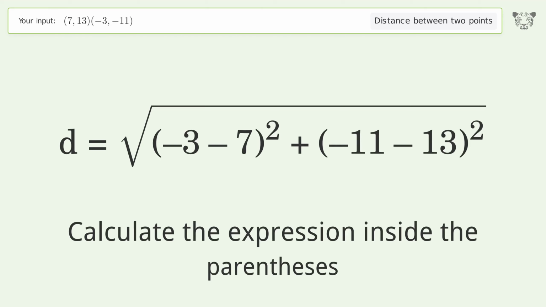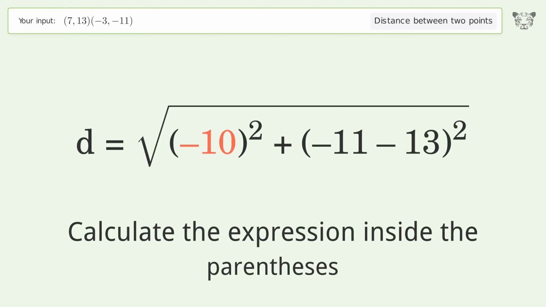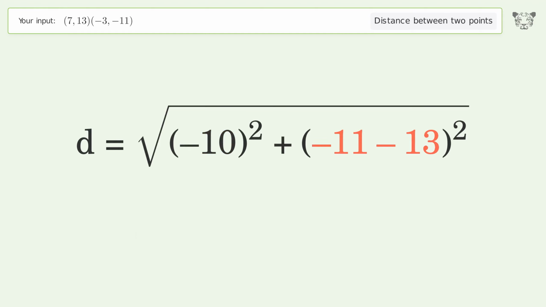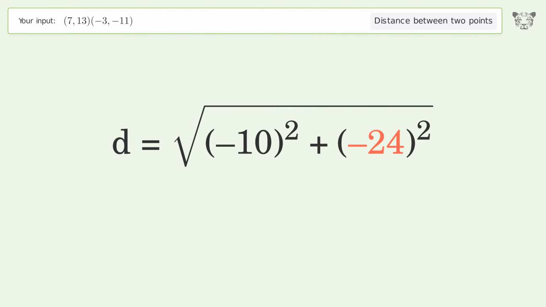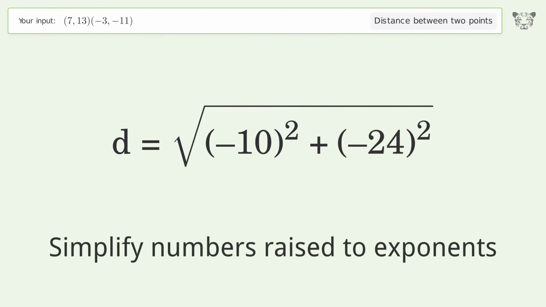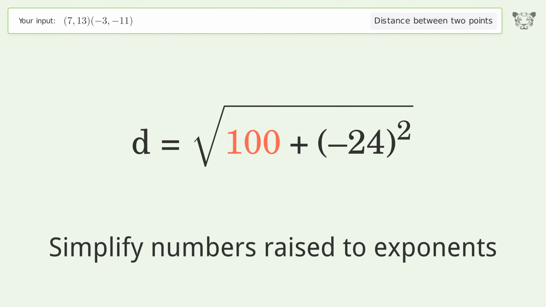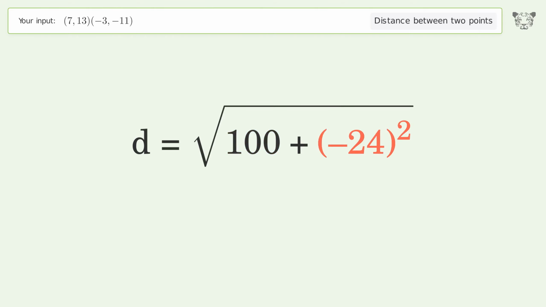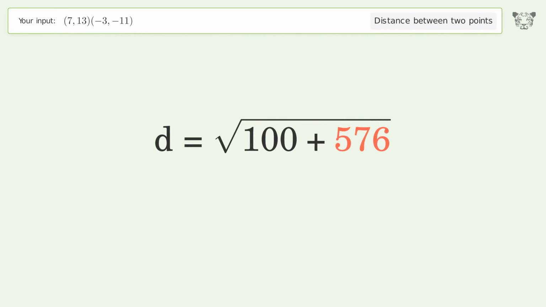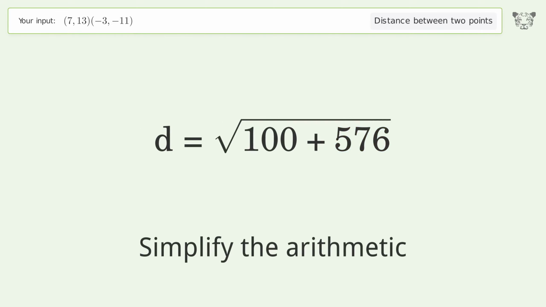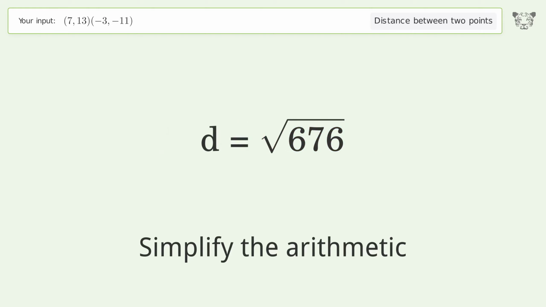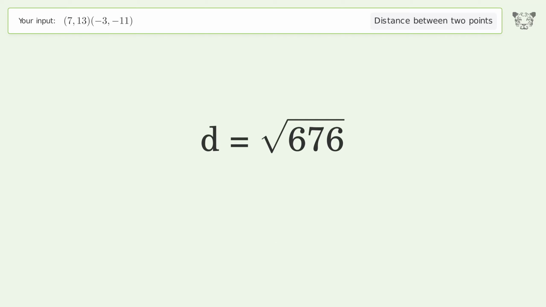Calculate the expression inside the parentheses. Simplify numbers raised to exponents. Simplify the arithmetic. And so the distance between the 2 points is the square root of 676, or 26.